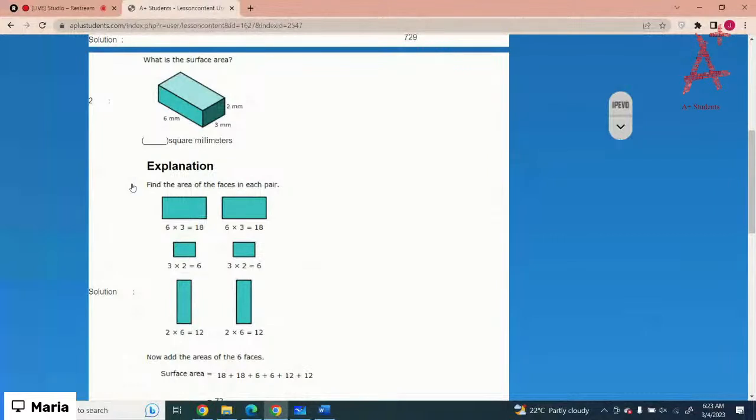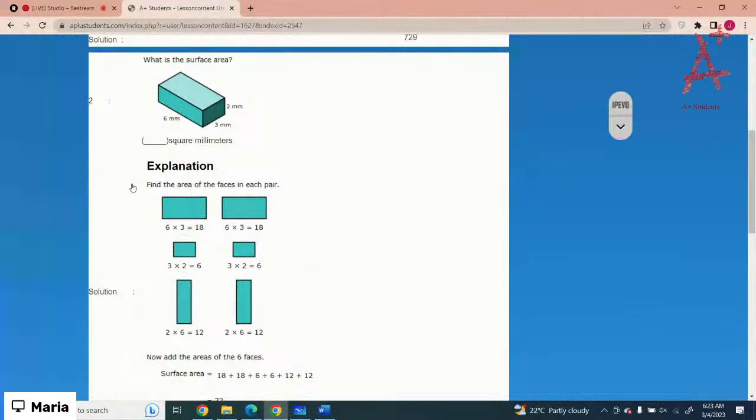So let's start with the rectangular one. It has the measurements 6 and 3, so it would be 6 times 3 is 18. So the faces are in the pair. Then the smaller side has 3 and 2 dimensions, it would be 6. Then 2 and 6, it would be 18. So for the surface area you have to add up all the areas, 18 plus 18 plus 6 plus 6 plus 12. Got it?